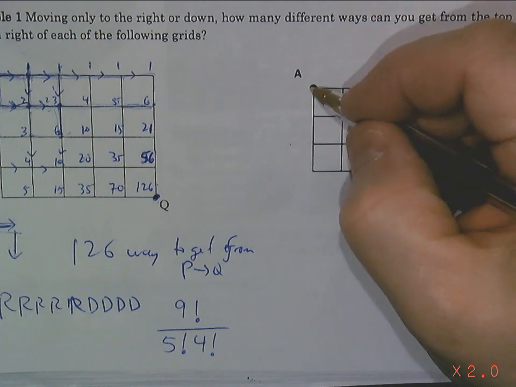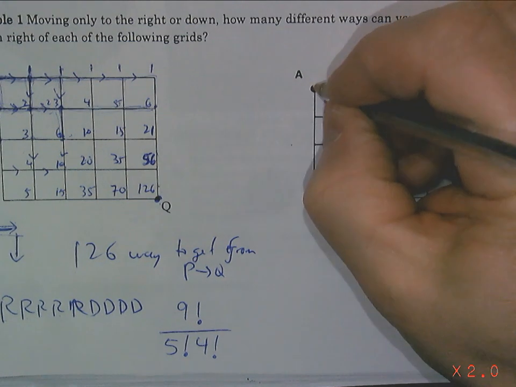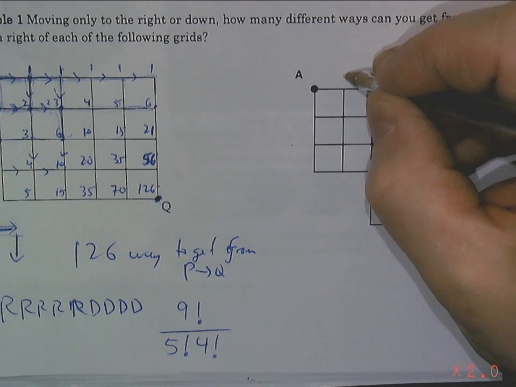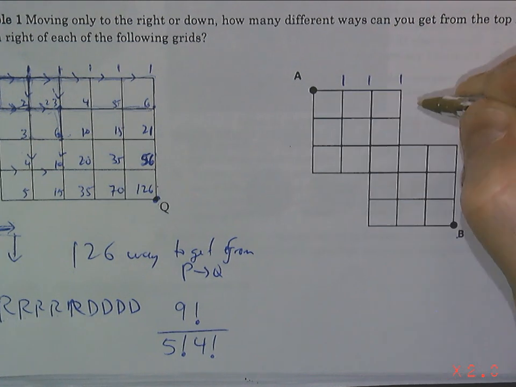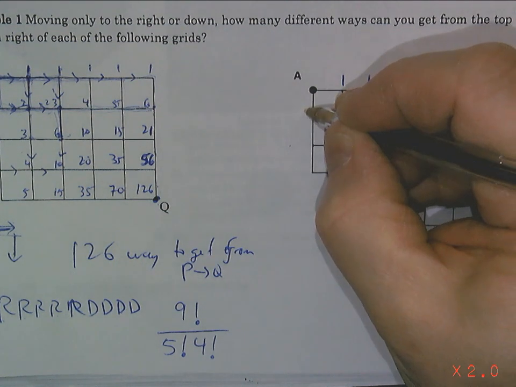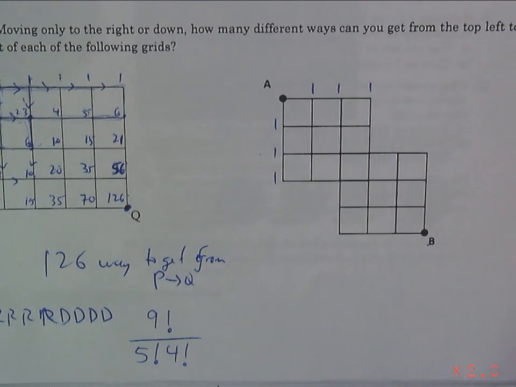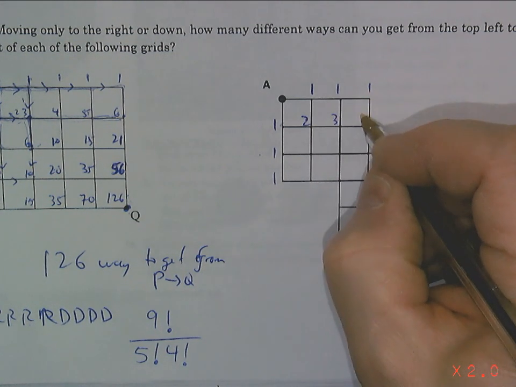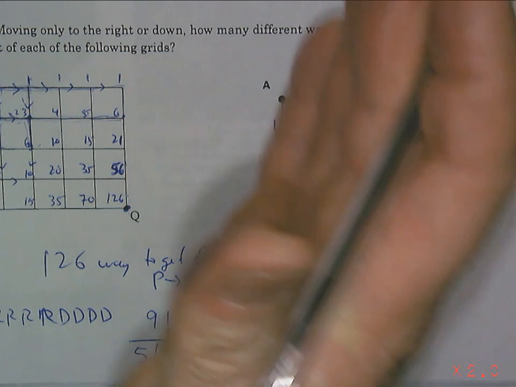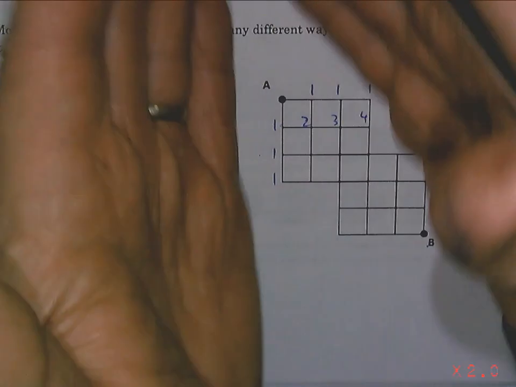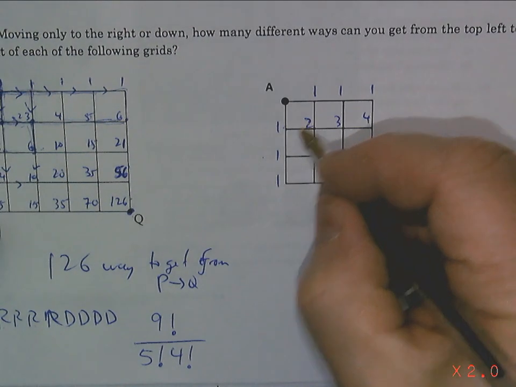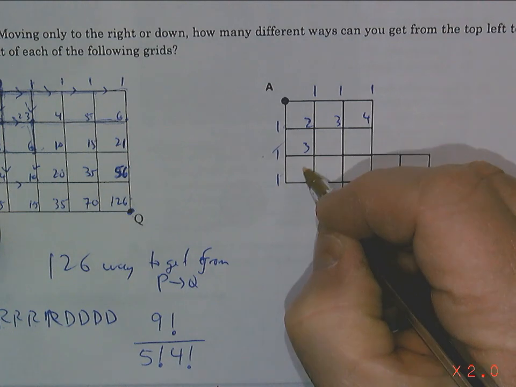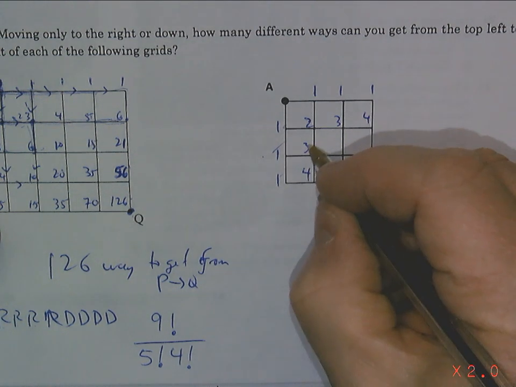Okay? So now to get from A to B, same idea. Here, along the top, to the right. Only 1 way to get there, 1 way, 1 way. To get along there, 1, 1, 1. To get here, 1 and 1 is 2. 1 and 2 is 3. 1 and 3 is 4. And this can work down this way. 1 and 2 is 3. 3 and 1 is 4. 3 and 3 is 6.